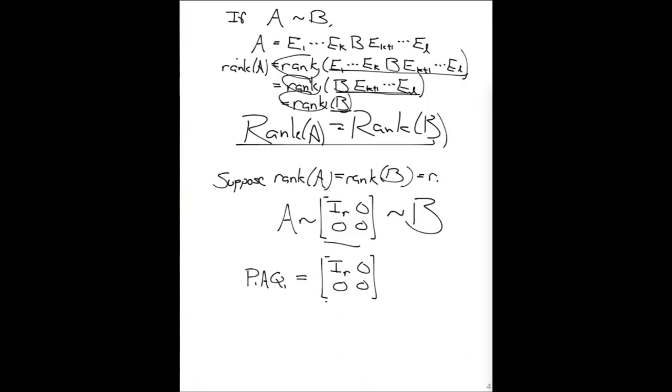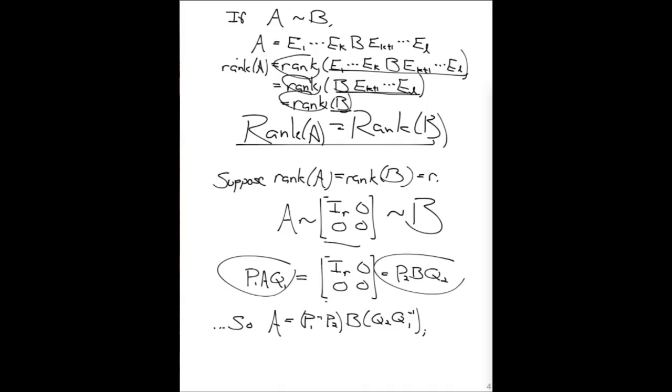And of course, similarly, the same thing is true on the right for B. If B is equivalent to this matrix, then there exist invertible matrices P2 and Q2 such that this block matrix is equal to P2BQ2. And then we can equate this matrix and this matrix, left multiply by P1 inverse, right multiply by Q1 inverse, to obtain the following expression for A.